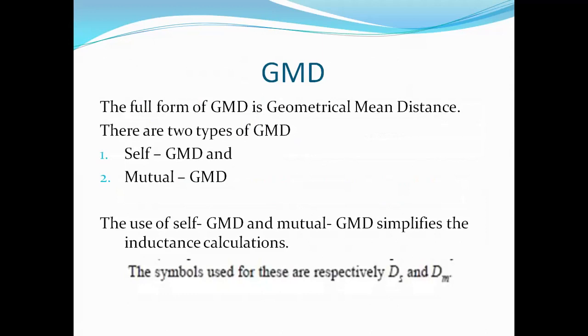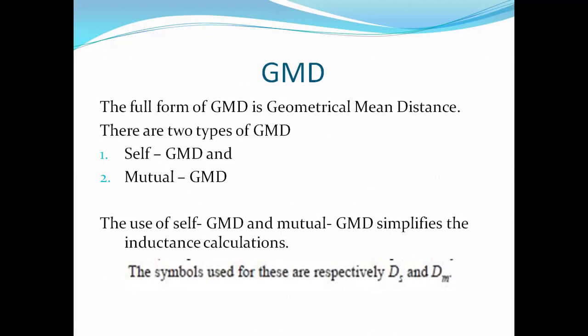Now we are moving towards GMD. GMD is geometrical mean distance. The full form of GMD is geometrical mean distance. Now we find that there are two types of GMD. One is self GMD and the second one is mutual GMD. The use of self GMD and mutual GMD simplifies the inductance calculation.